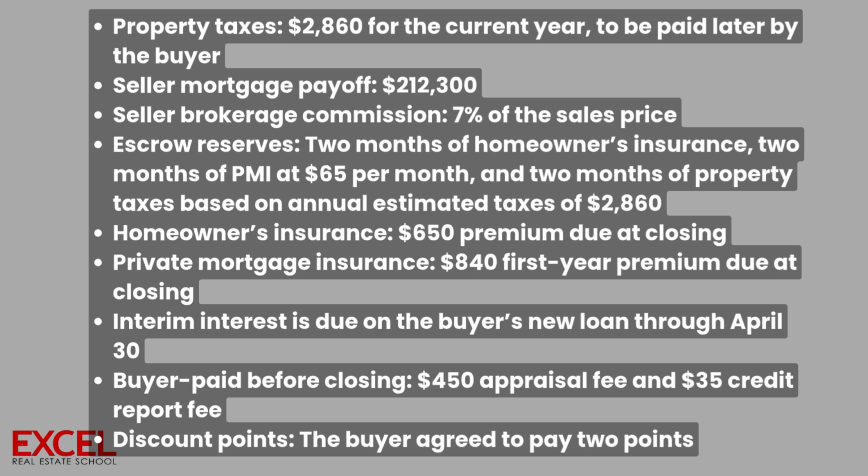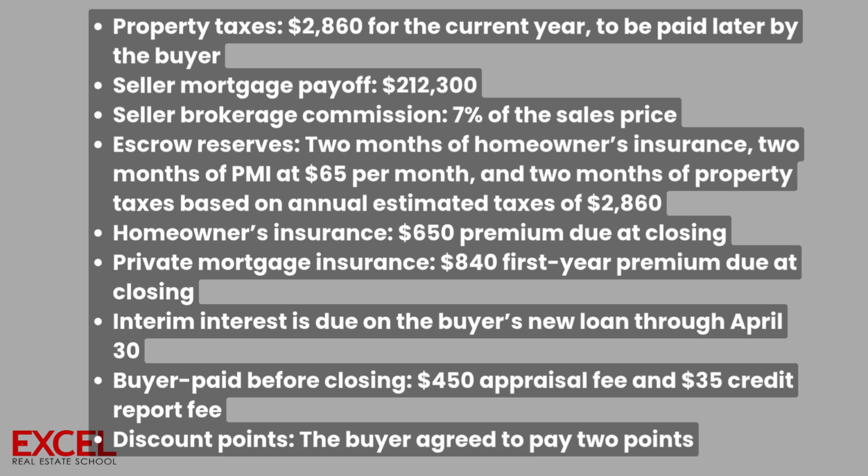Escrow reserve, 2 months of homeowner's insurance, 2 months of PMI at $65 per month, and 2 months of property tax based on annual estimated taxes of $2,860. Homeowner's insurance, $655 premium due at closing. Private mortgage insurance, $840 first year premium due at closing. Interim interest is due on the buyer's new loan through April the 30th. Buyer paid before closing costs, $450 appraisal fee, and a $35 credit report fee.